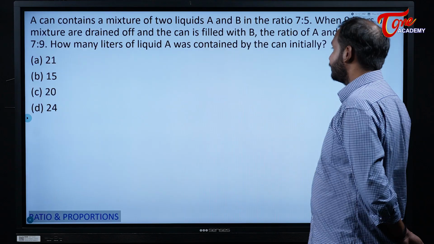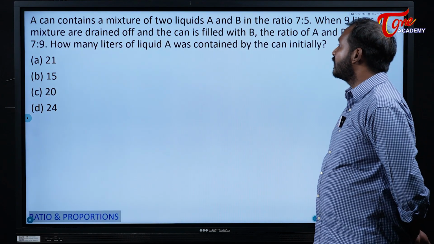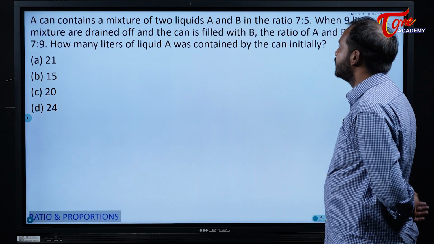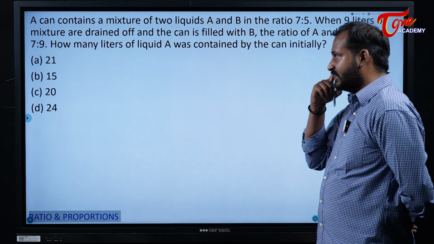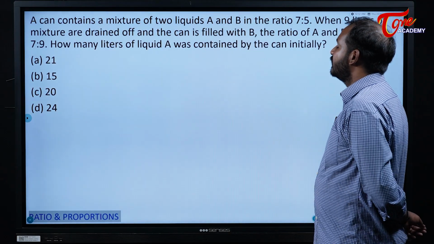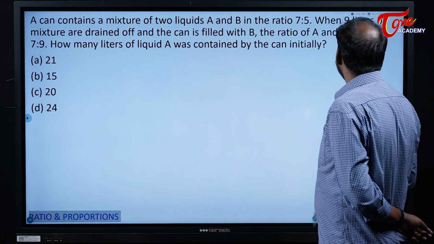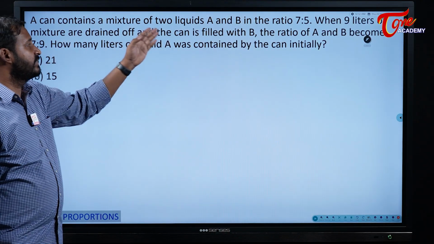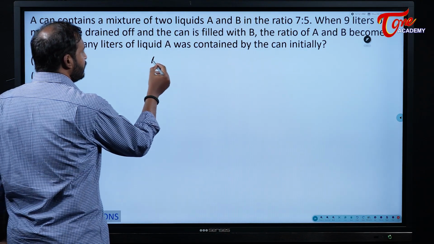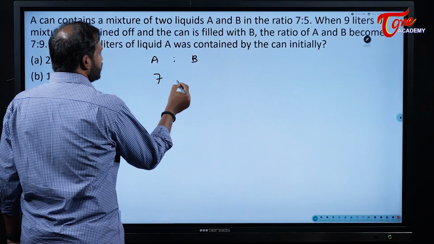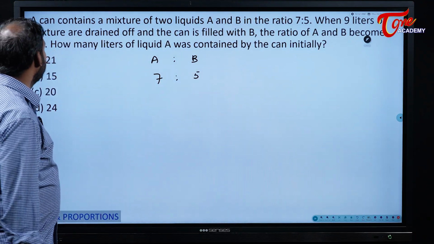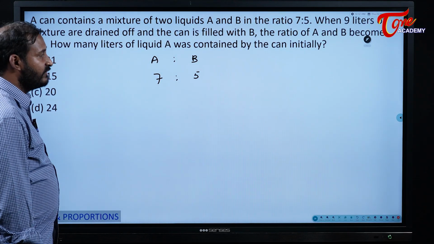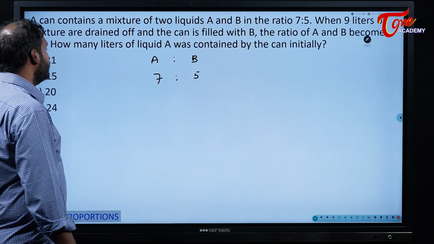Okay. Next one. A can contains a mixture of two liquids A and B in the ratio 7:5. When 9 liters of mixture are drained off and the can is filled with B, the ratio of A and B becomes 7:9. Okay. How many liters of liquid A was contained by the can initially? Now, please see here students. What they are telling is, a can contains a mixture of two liquids A and B, in 7:5 ratio. Now, when 9 liters of mixture was drained out and the can is filled with B, the ratio of A and B becomes 7:9.